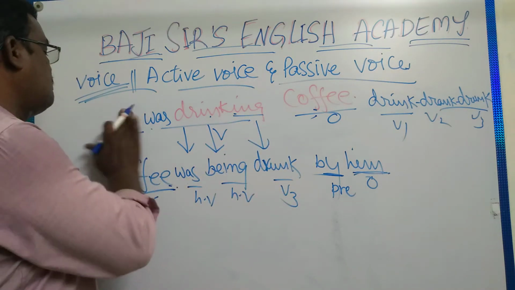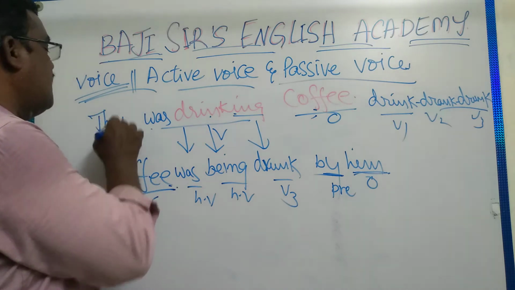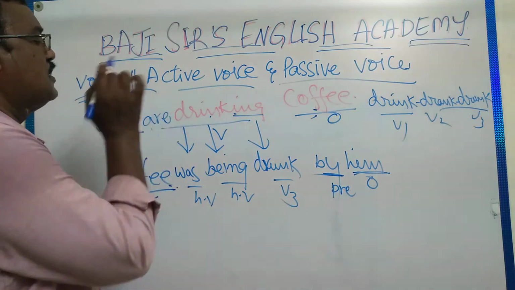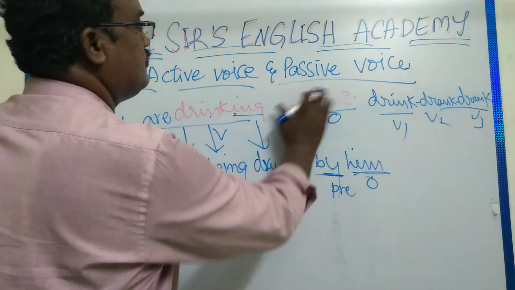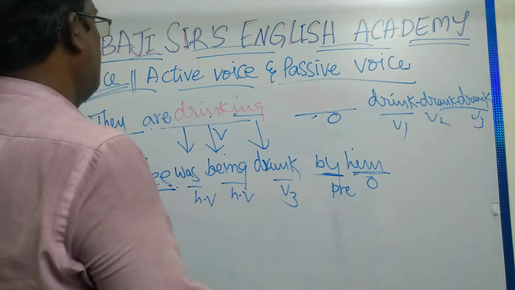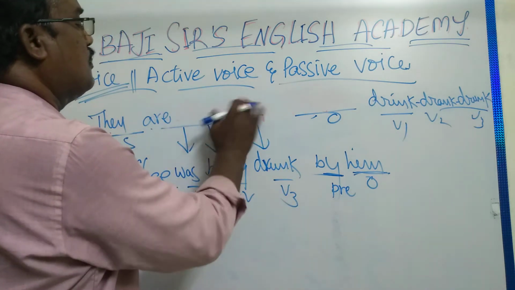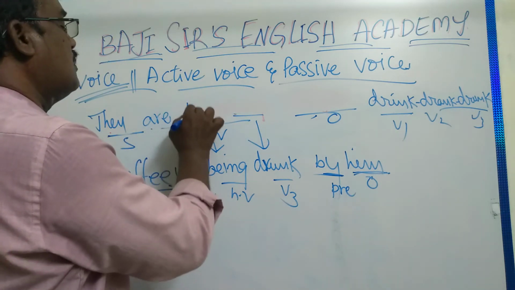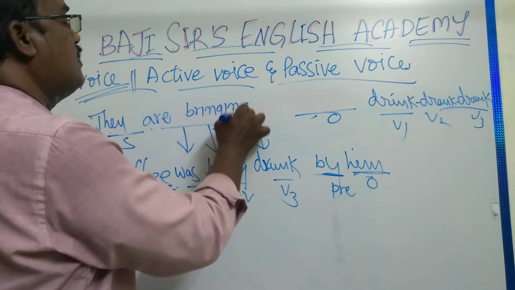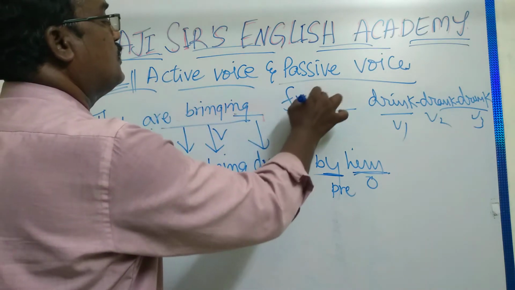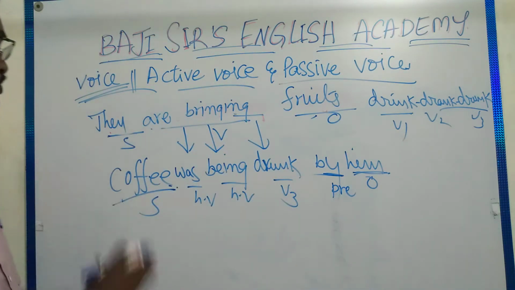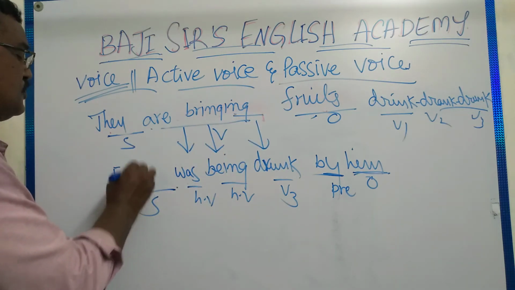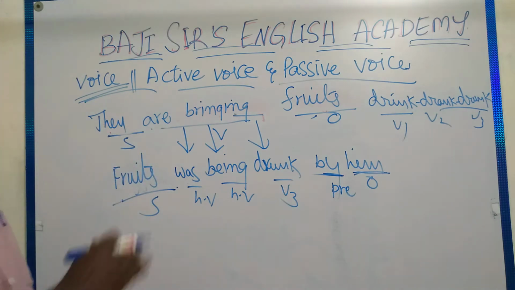For example, the subject here, they is there. They are drinking. Suppose they are bringing fruits. See here, fruits we have right here. The object became the subject. Fruits means plural, automatically.